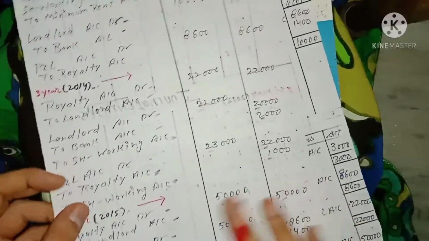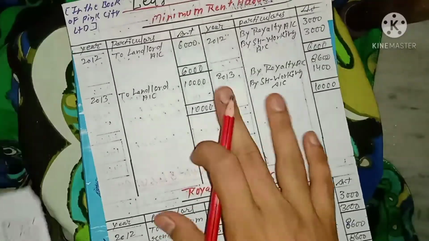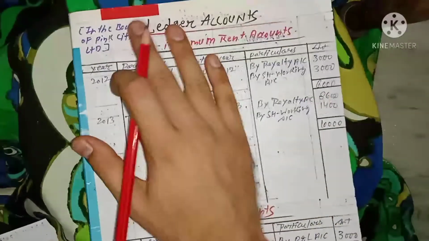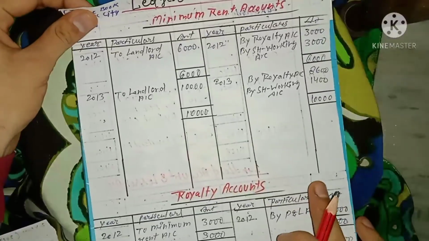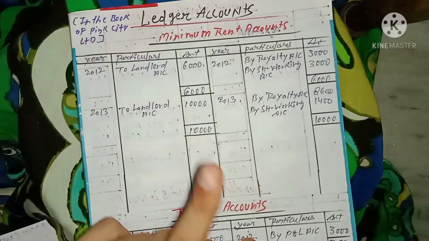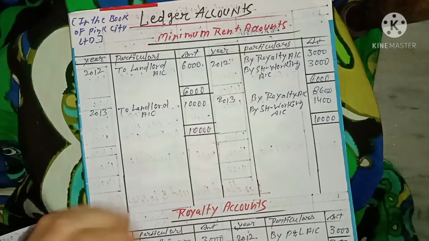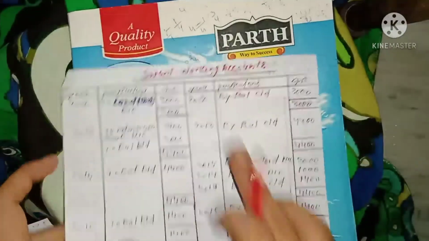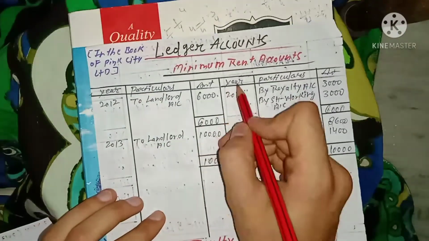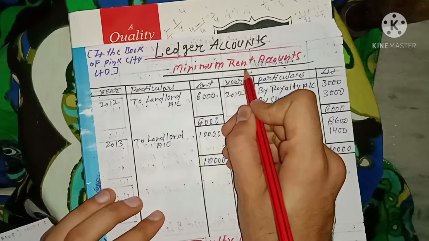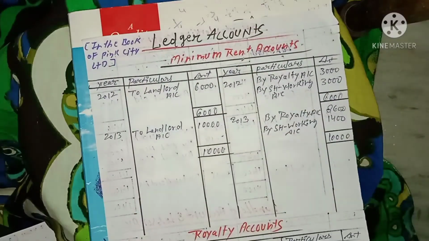Now in the end, I will also tell you how to make the minimum rent account in the books of the lessee. In the ledger, we just need to make one extra account out of the 3 prime accounts. Like we used to prepare the royalty account, short working and landlord accounts, these are the 3 prime accounts I already mentioned earlier. Here we just need to make one more account, which is known as the minimum rent account, which is asked in the question by the examiner to prepare.